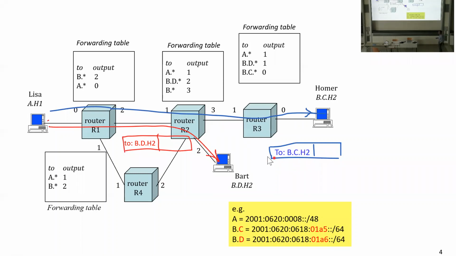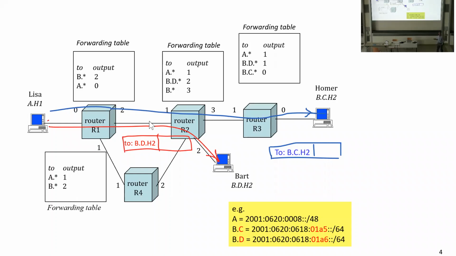In some sense, we can interpret what router R2's routing table says as follows. By default, anything that is in B, you go to number 3, except if you have B.D, you go to number 2. So we can have generalizations in the routing tables, and this is what is essential to compress the routing tables.